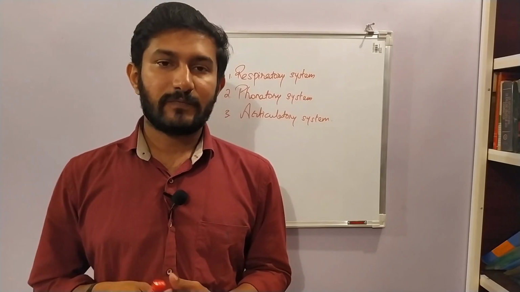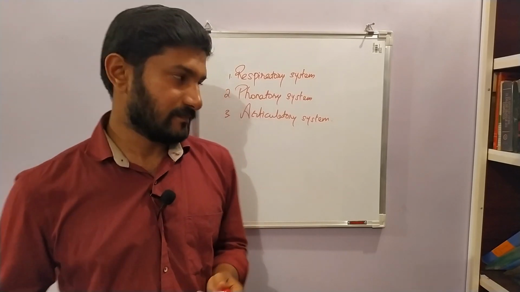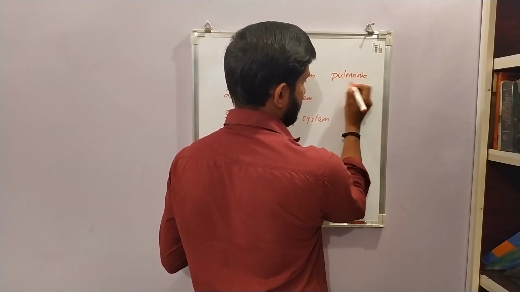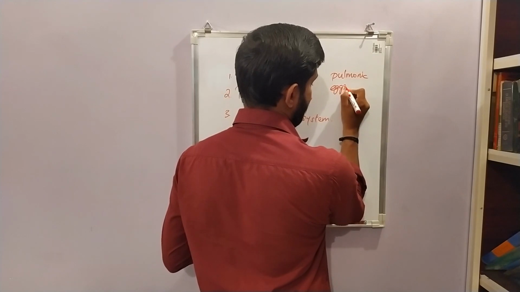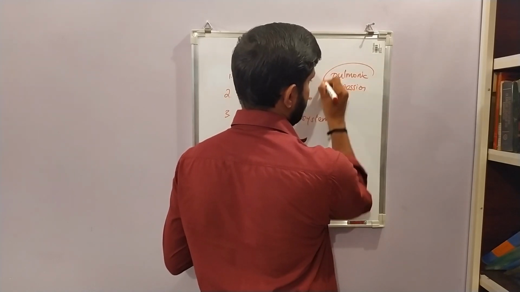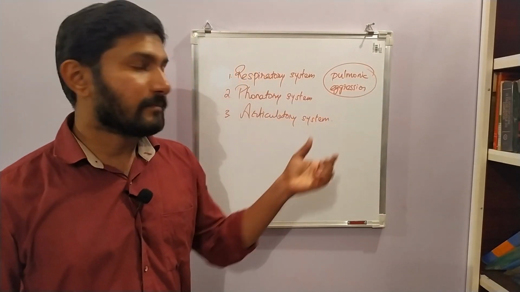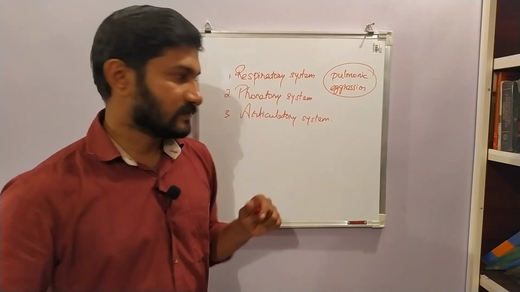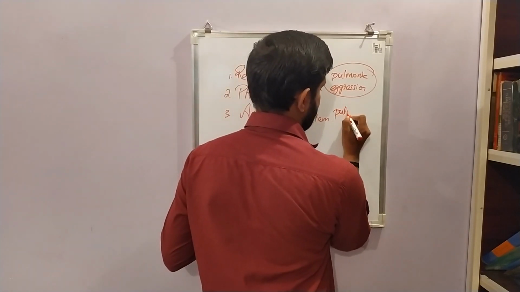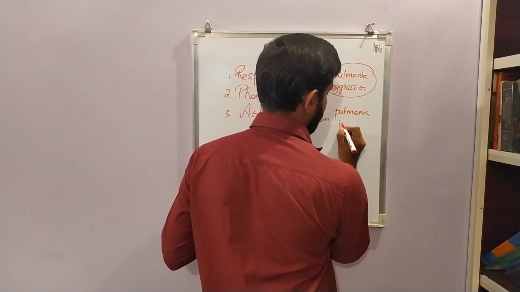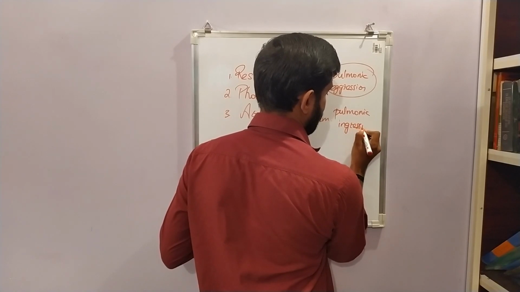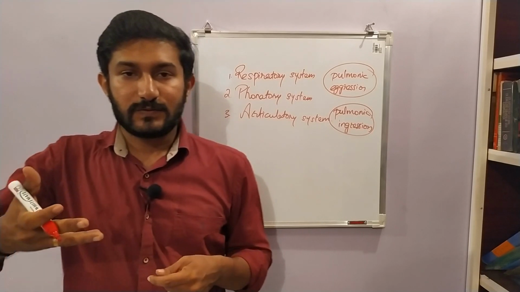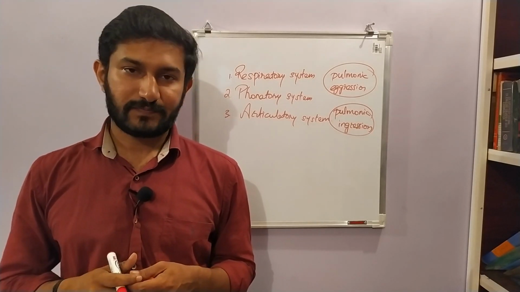Such a process is what we call pulmonic egression. Pulmonic refers to the lungs, and egression means the coming out of air. But there is another process we call pulmonic ingression. Pulmonic ingression refers to the taking in of air.